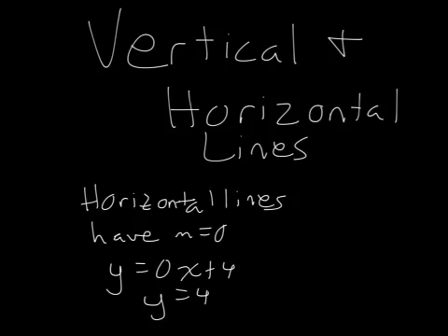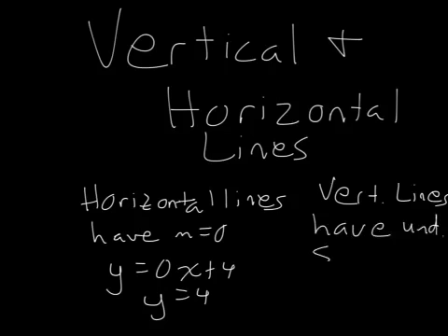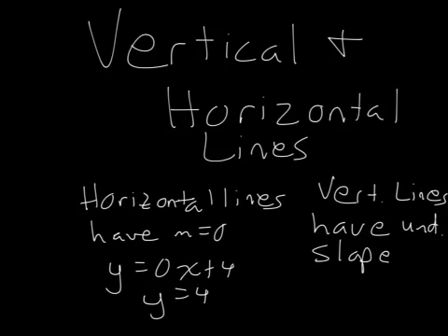Vertical lines have an undefined slope. In this case, these lines are going to be written in terms of x, in the form of x = 4.